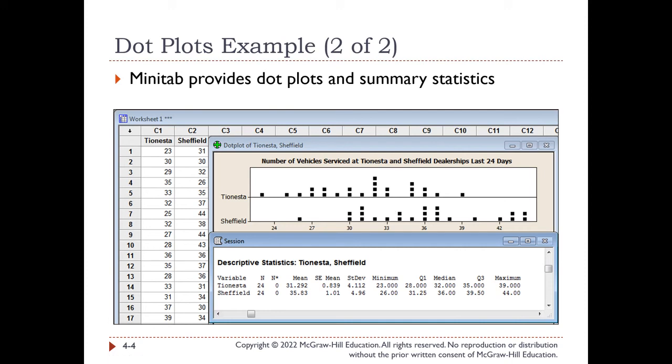We can also see where everything is. If there's a bell feature, basically the tallest. Tionista looks like they have kind of a bell feature almost getting done. But it's just basically a plot. That's all it is. That's why it's known as a dot plot.